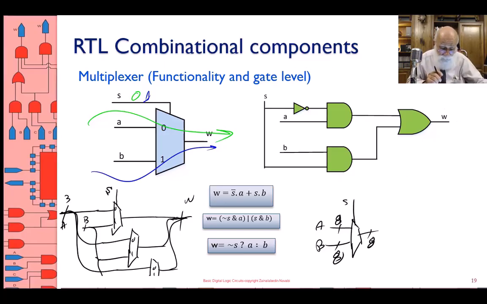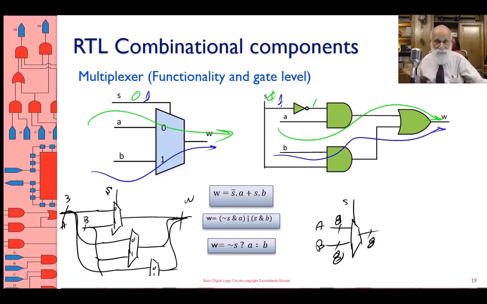Okay, look at the S input. If it's a 0, A is selected. See, if S is 0, this becomes a 1, A is selected. And if S is 1, therefore B is selected. And therefore this is the gate level structure of the multiplexer.